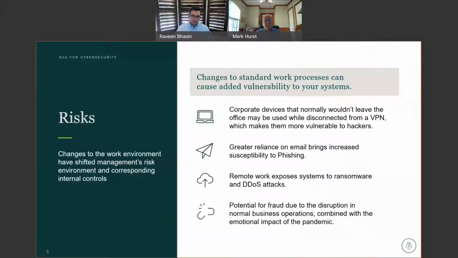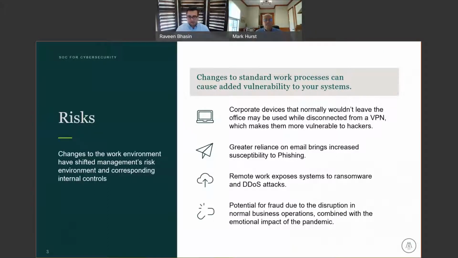So like I mentioned, changes to the work environment have shifted the risk, and therefore the changes in the internal control environments have to follow. Corporate devices that normally didn't leave the office are now connected through VPN. There's a greater reliance on cloud services and email, and that brings a greater susceptibility to phishing. There's obviously more remote work now, which exposes systems to ransomware and DDoS attacks, and the potential for fraud due to disruption in normal business operations combined with the emotional impact of the pandemic.